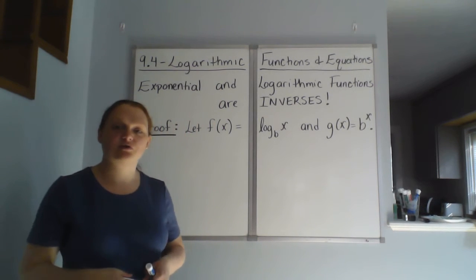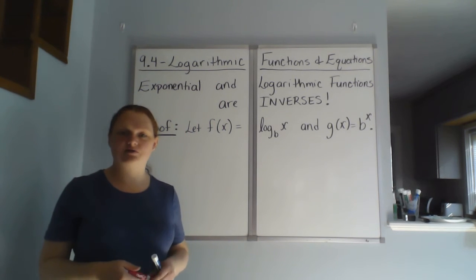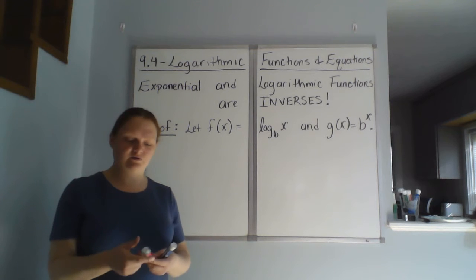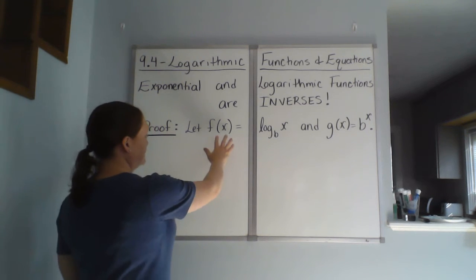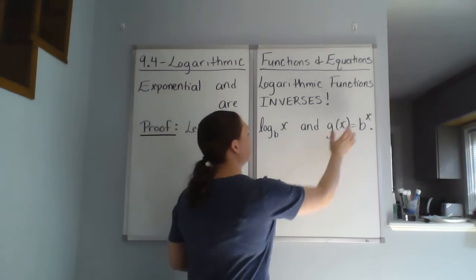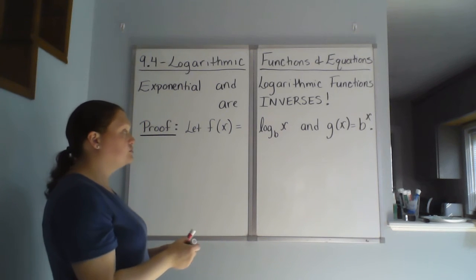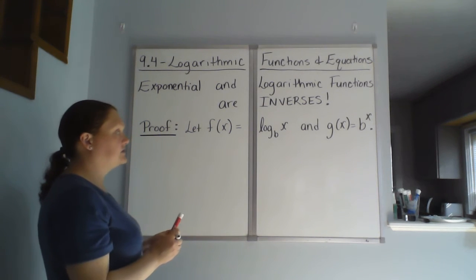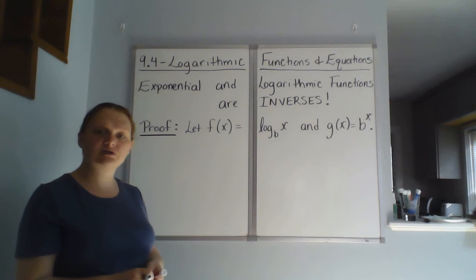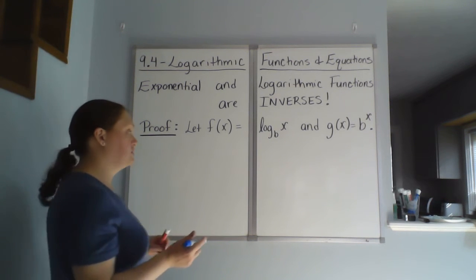Next step is going through how to prove that exponentials and logs are inverses of one another. So we're going to define two functions. f of x is the logarithm, g of x is the exponential, and we're going to prove that these are in fact inverses. And the best way to prove that two things are inverses is to do a composition in both directions.